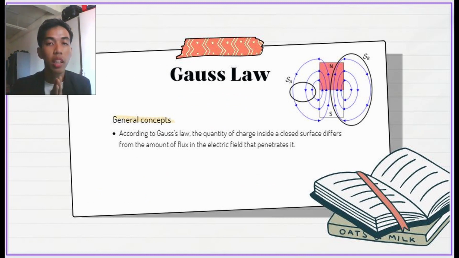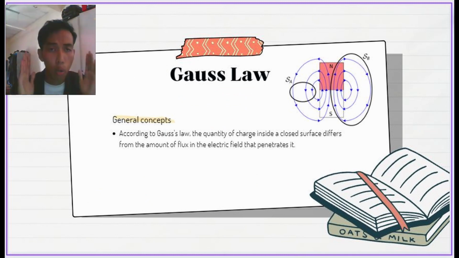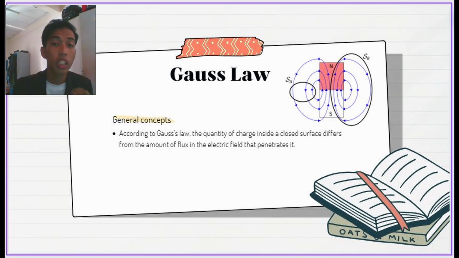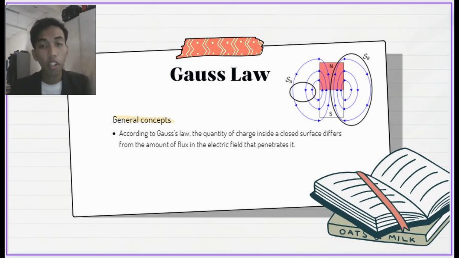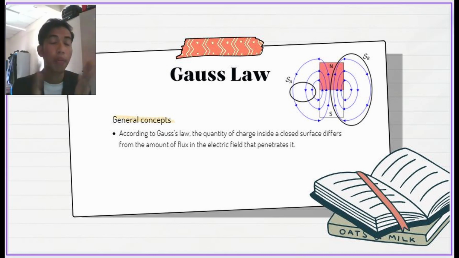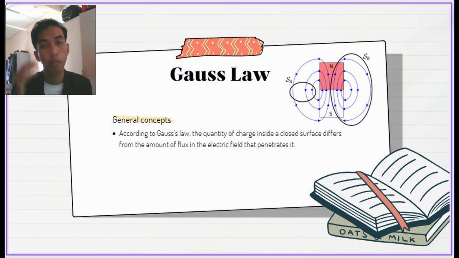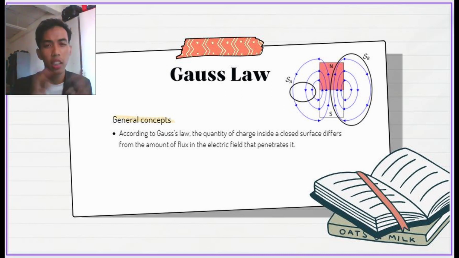So we go to the next law, which is Gauss's law. The general concept is that, according to Gauss's law, the quantity of charge inside a closed surface is related to the amount of flux of the electric field penetrating it. At the top right, there is an image showing an example of how we imagine Gauss's law being applied.